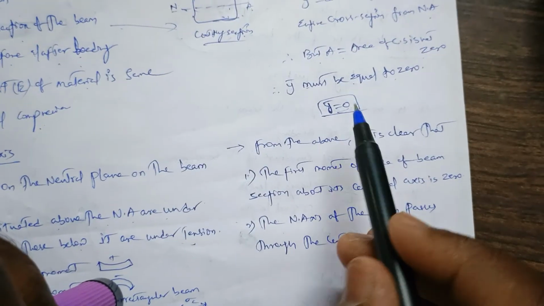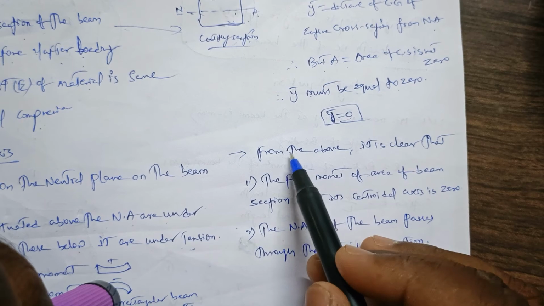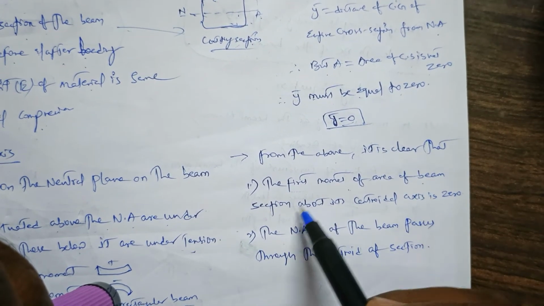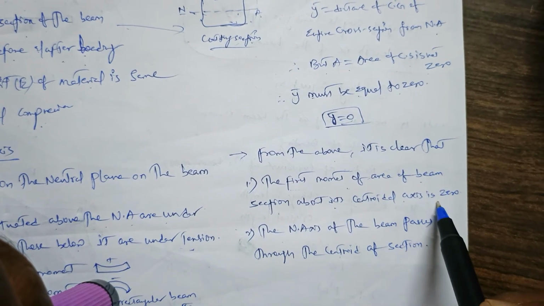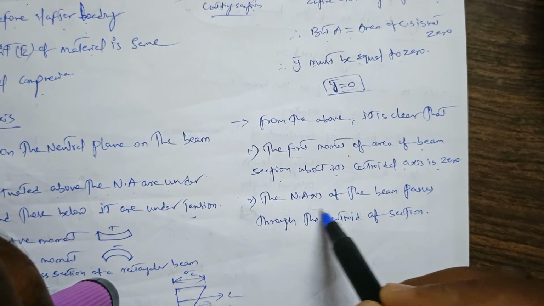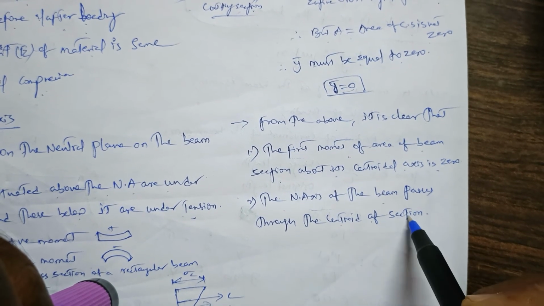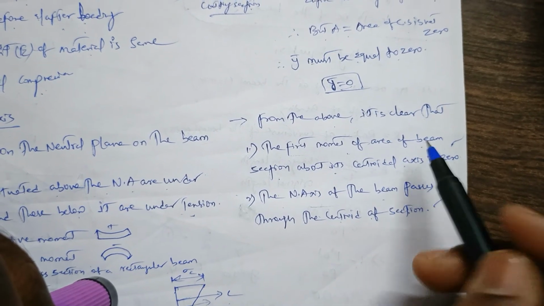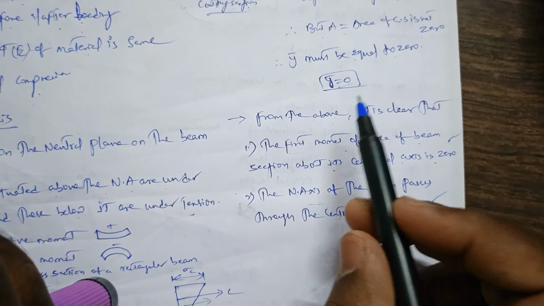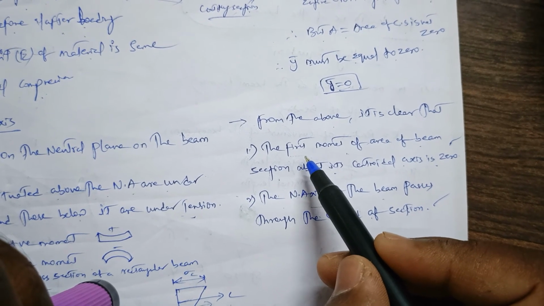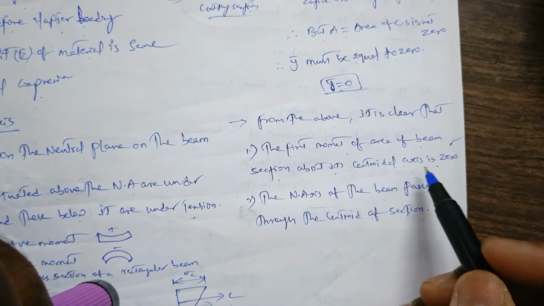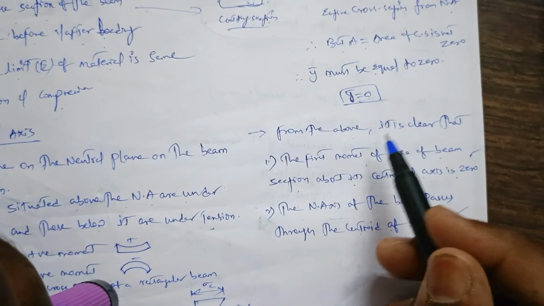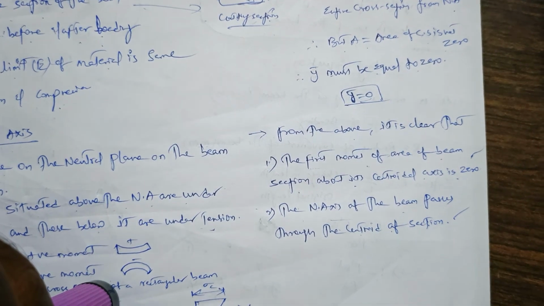So from the above it is clear that the first moment of area of the beam section about its central axis is 0, and so the neutral axis of the beam passes through the center of the section. From these two conditions our theory of simple bending will be solved. That is known as the neutral axis condition. Hence the neutral axis passes through the central axis of the beam. So this is regarding our theory of simple bending topic. Thank you.